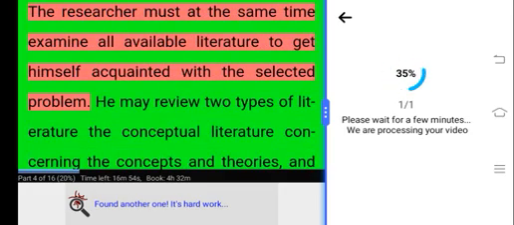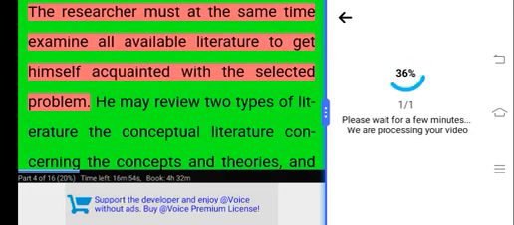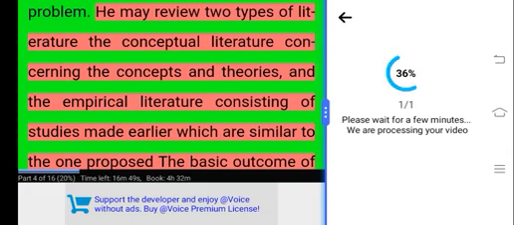The researcher must at the same time examine all available literature to get himself acquainted with the selected problem. Two types of literature are to be examined: conceptual literature concerning the concepts and theories, and the empirical literature consisting of studies made earlier which are similar to the one proposed. The basic outcome of the review will be the knowledge as to what data and other materials are available for operational purposes, which will enable the researcher to specify his own research problem in a meaningful context.